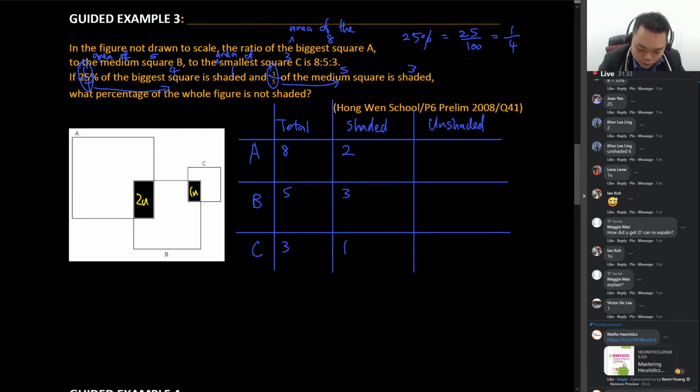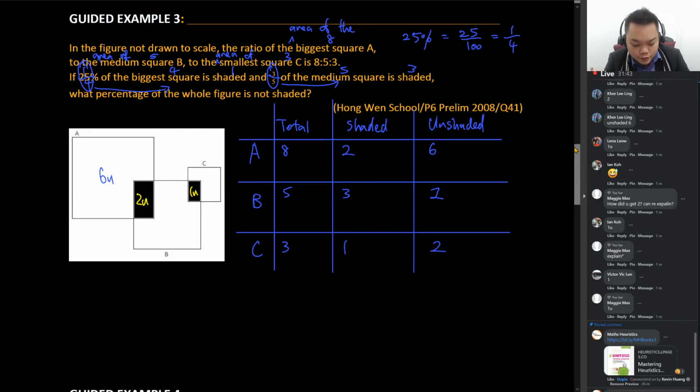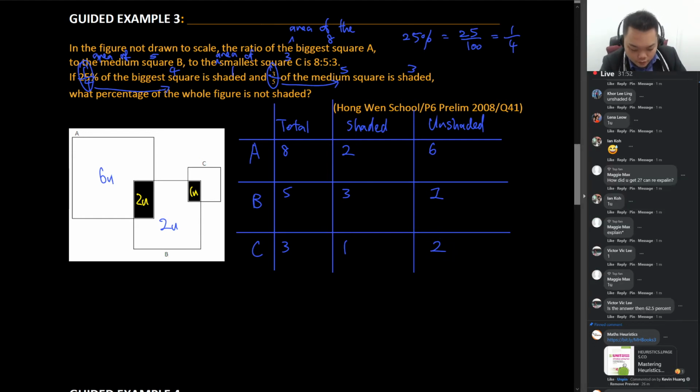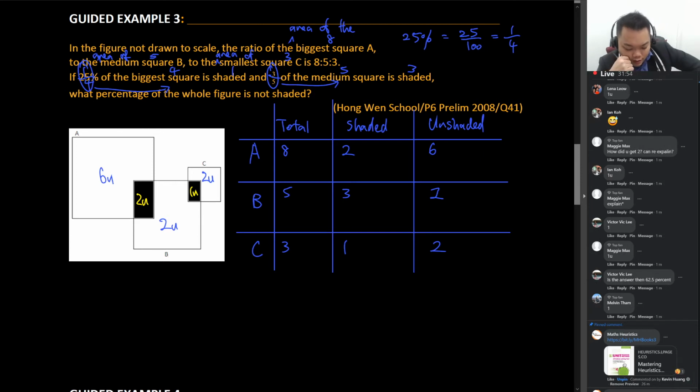And once you got this already, we can fill up the unshaded portions conveniently. 6, 2, and 2. So what does this mean? This unshaded portion of A will have an area of 6 units. The unshaded portion of B will have an area of 2 units. And the last part here, unshaded area of 2 units for C.